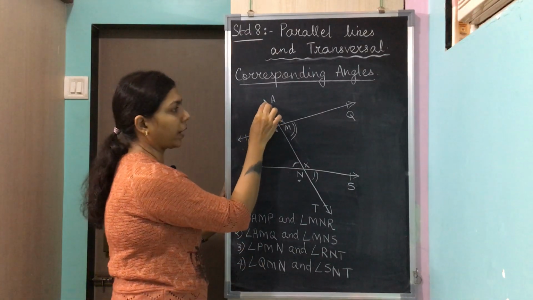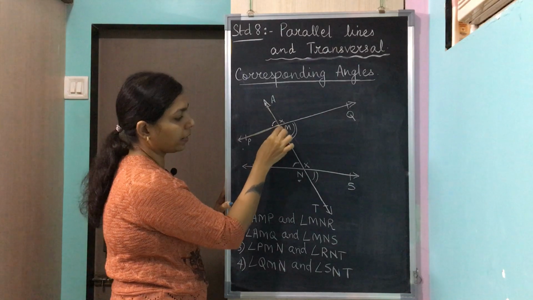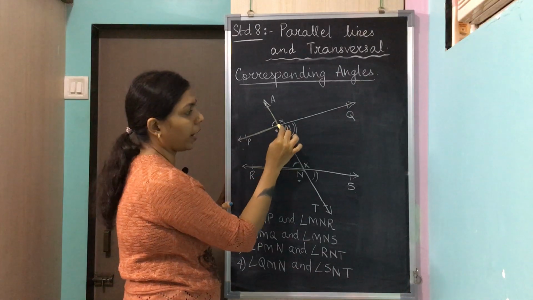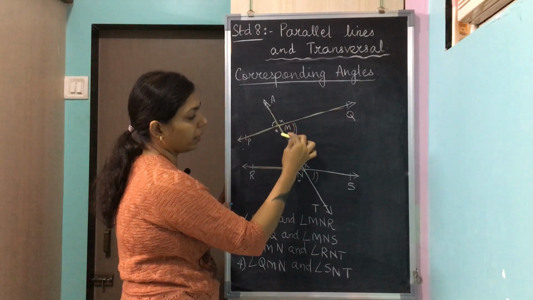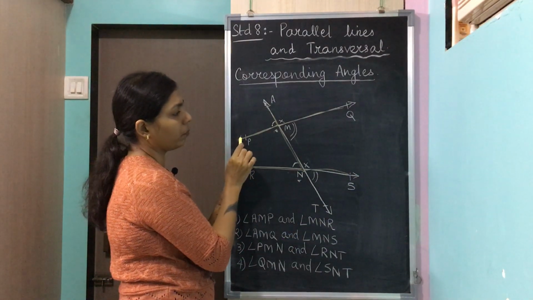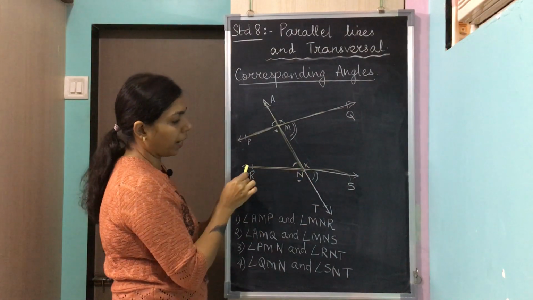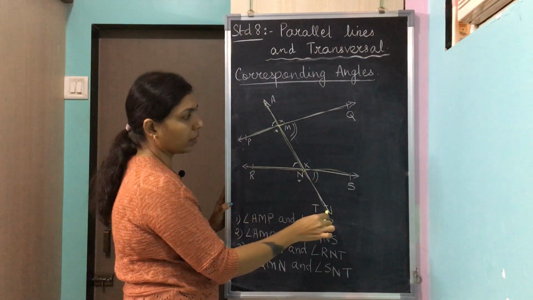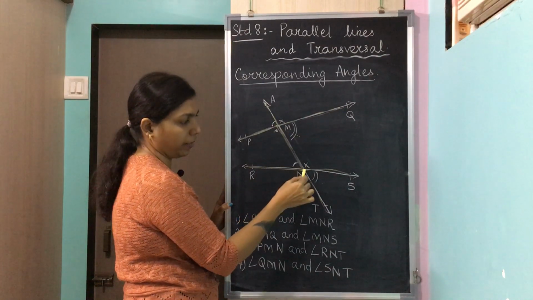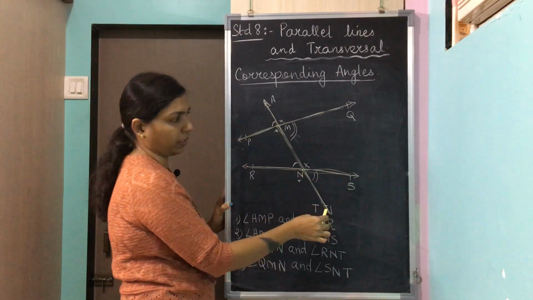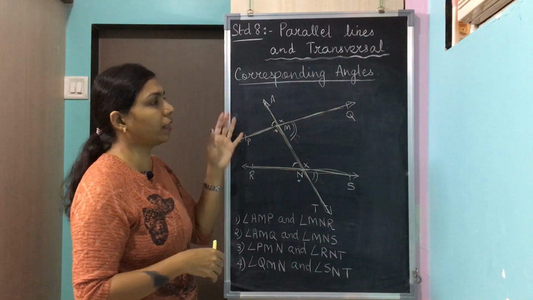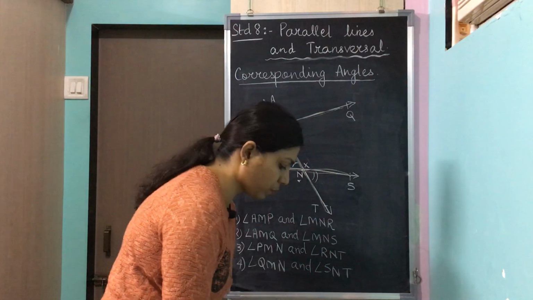The first one over here, angle AMP and angle MNR. Then on the other side, angle AMQ and angle MNS. Then if we look at these angles, you've got angle PMN and angle RNT, and finally these two angles which are over here, which is angle QMN and angle SNT. So like this we have four pairs of corresponding angles which are present in a transversal. So please copy this down.